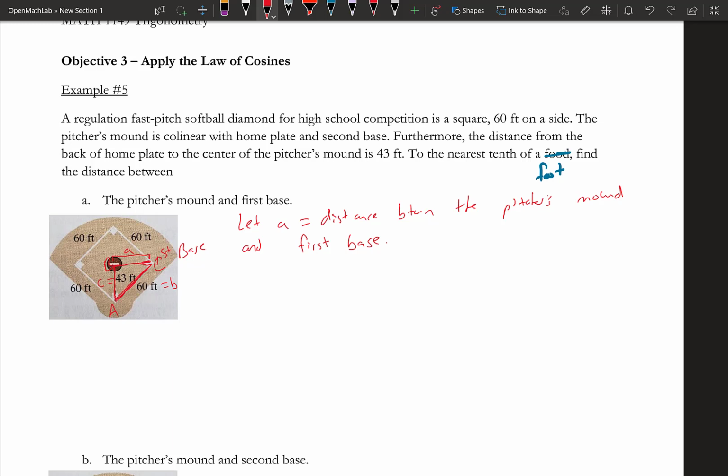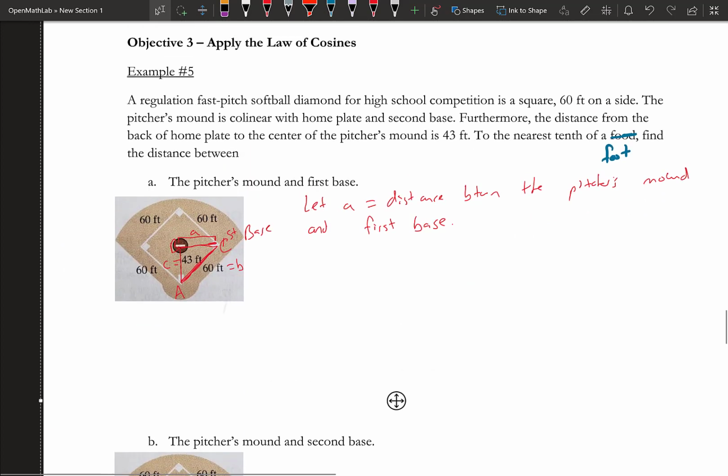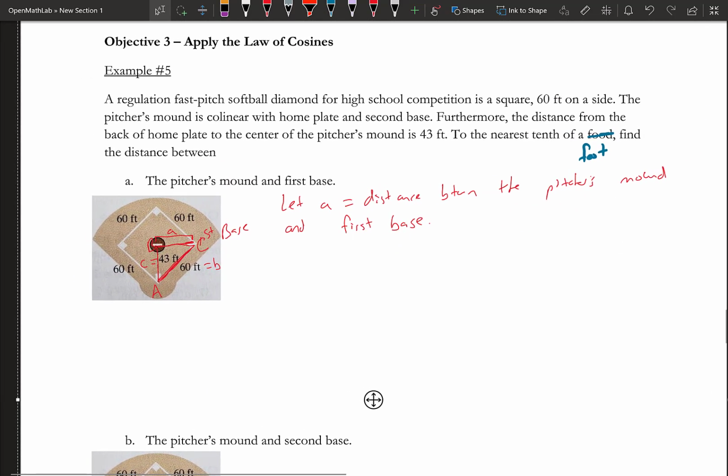So we could use the law of cosines here. Something important to note is this picture might be a little hard to see, but this angle B is not necessarily a right angle. We don't know that for sure, and actually, it turns out that it's not going to be. From the picture, it looks like it might be a right angle, but we can't assume that unless we know that for sure. So B is not equal to 90 degrees. That's important to note.